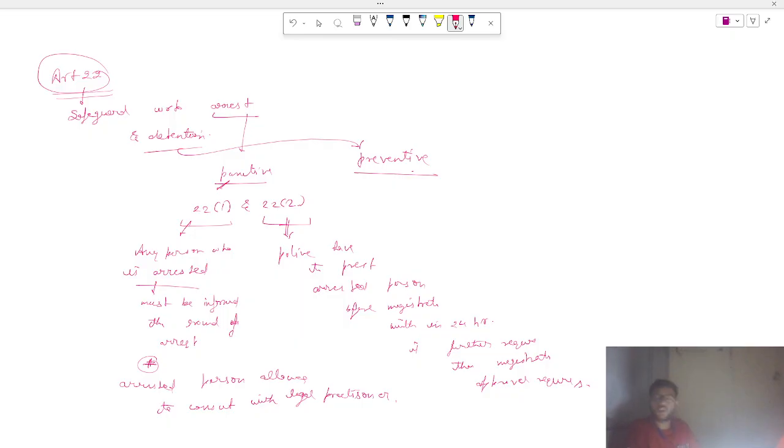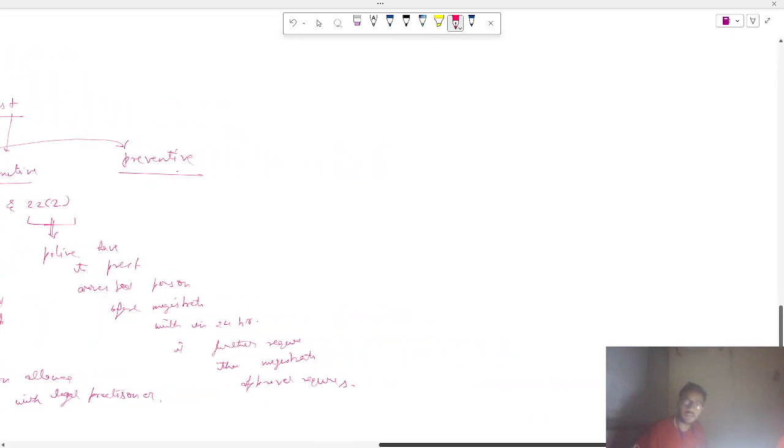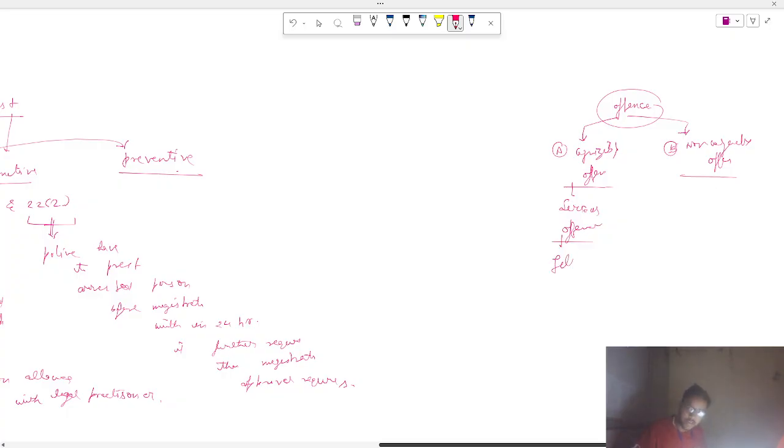Now let's talk about the offenses. We will discuss what is preventive. First, let us see how many types of offenses there are. Offenses can be categorized in several variations. First, cognizable offenses and non-cognizable offenses. Cognizable offenses are the serious offenses, where filing an FIR by police is mandatory.